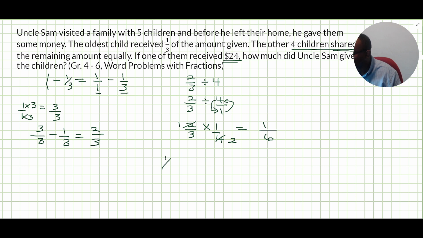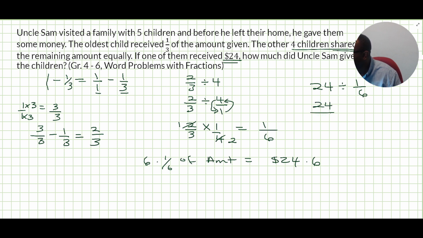So 1/6 of the amount is equal to $24. So how many 1/6 are there in 24? That's all you have to do here. So we're going to divide 24 by 1/6. Or you can say that you can multiply both sides by 6. If you're already in 6th grade, you'll be able to see this, but if you're not in 6th grade, you may not see it that way. But we'll go ahead and divide by 1/6 first, and I'll show you this.